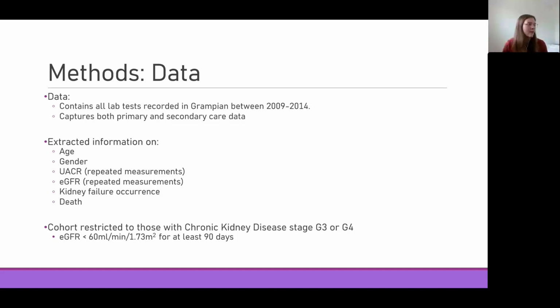We then also recorded information on 2 key outcomes. That's kidney failure, which was defined as a composite outcome of a number of things that could have happened, partly based on EGFR, but also based on commencement of renal replacement therapy or transplant as well.